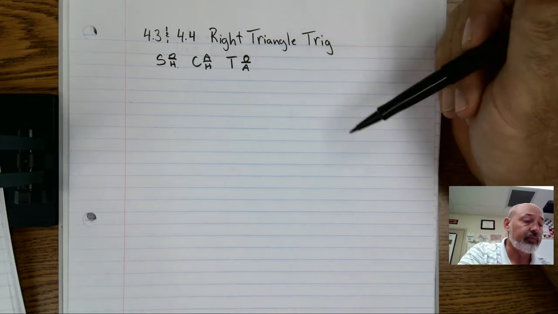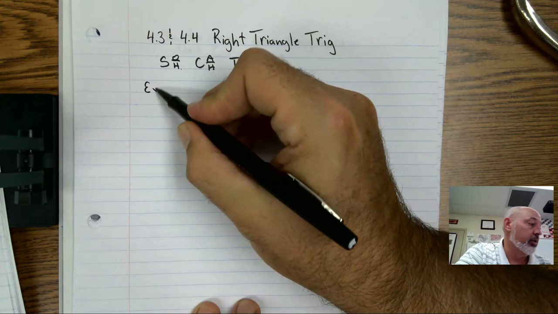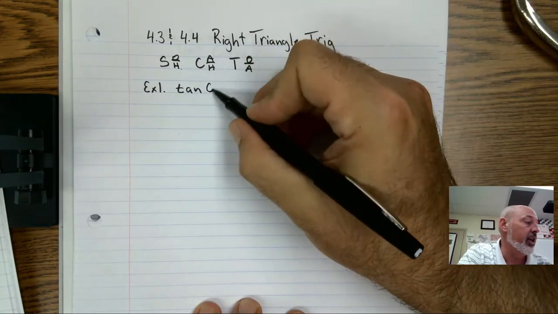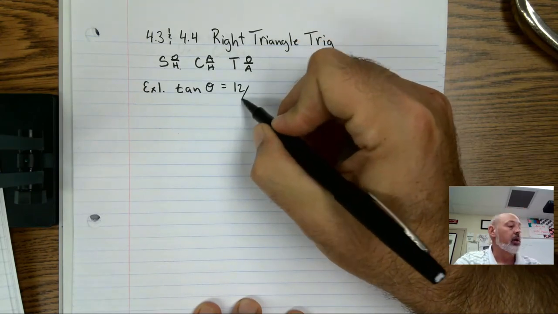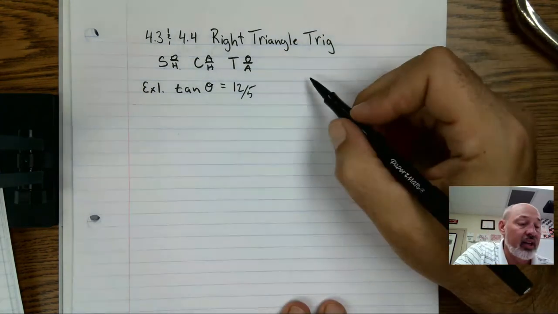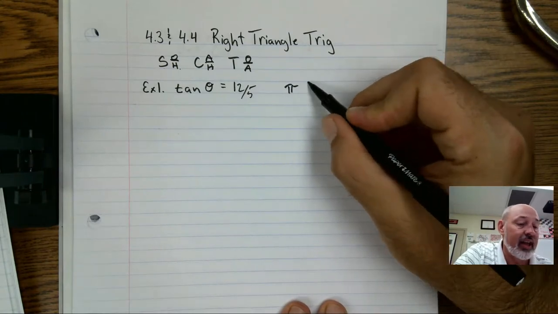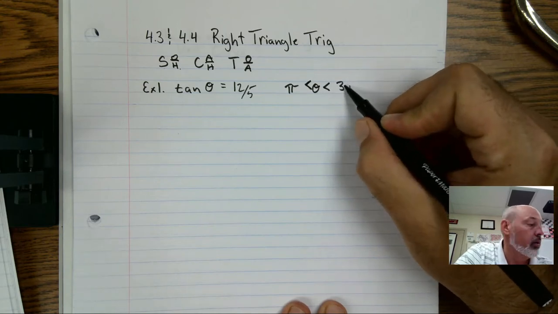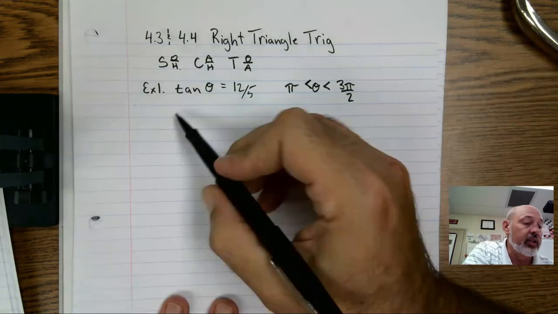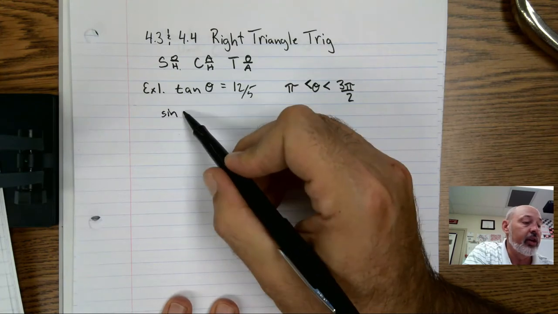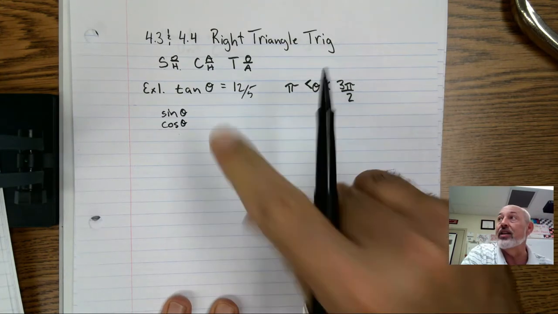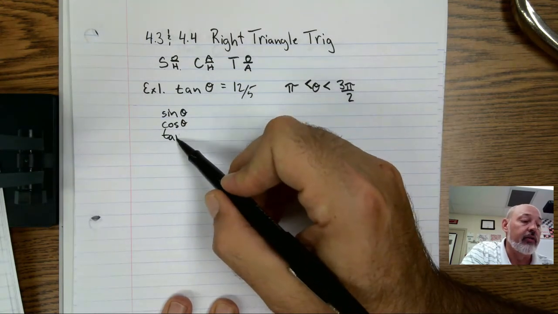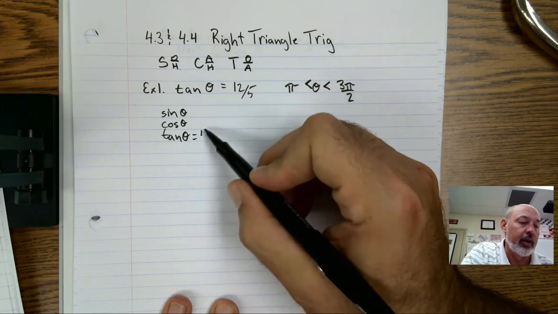So, example one. If I tell you one value, such as the tangent of theta is 12 over 5, and that pi is less than theta, which is less than 3 pi over 2, what is the sine of theta, cosine of theta? I'm not asking you the angle measurement. I'm just asking what's the sine, the cosine. Hopefully you can find the tangent. I'm going to go ahead and put that one in.